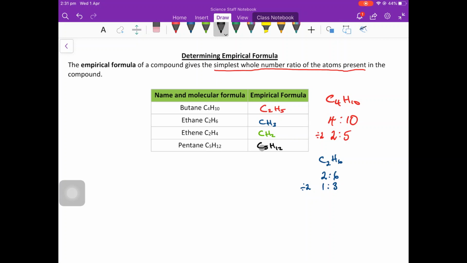Alright, so something interesting to note there, that the molecular formula and the empirical formula don't always have to be different. Okay, we can see in this example here, it has actually kept exactly the same.